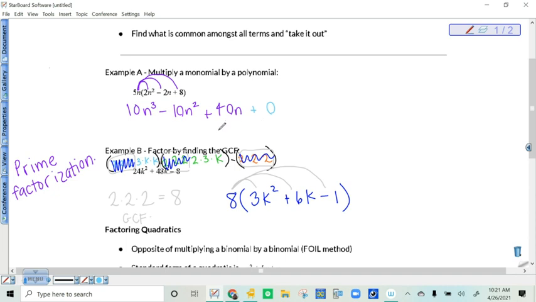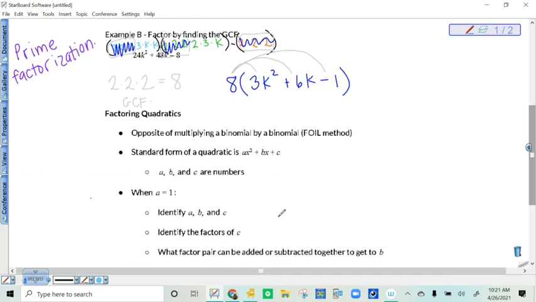Yeah, because the highest degree is this cubed. The highest exponent, the biggest exponent, is 3. For a quadratic, the biggest exponent is only going to be 2. It can only have squared, right? So was this a quadratic? No, you can't really read it anymore, but is that a quadratic? Yeah. And when we factor quadratics, it's like the opposite of multiplying a binomial times a binomial, or the opposite of doing the FOIL method.